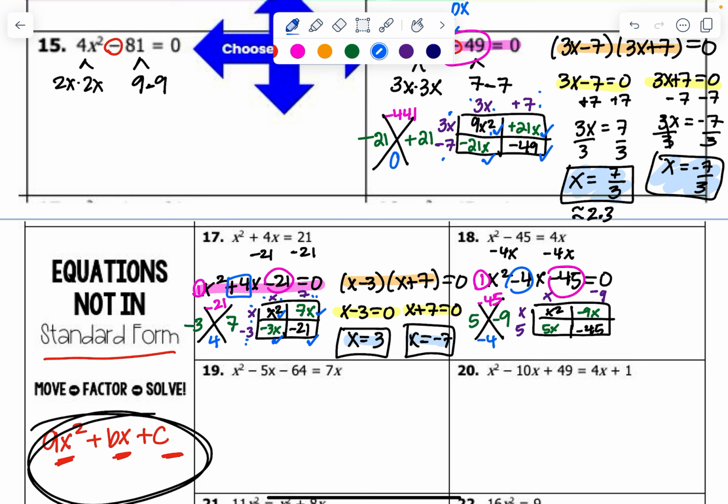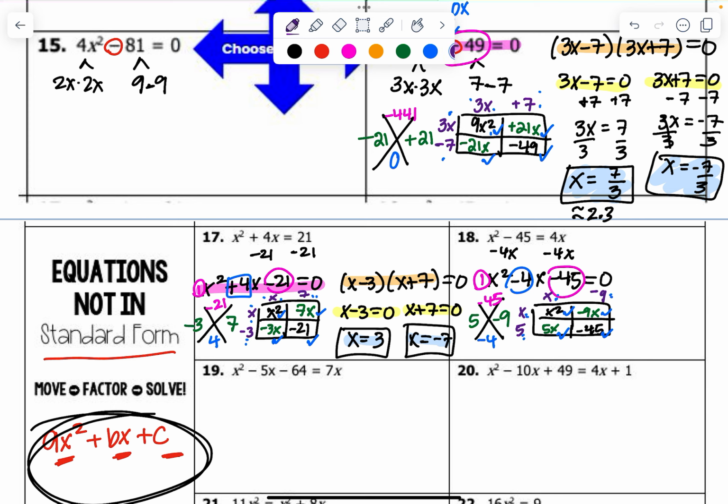Double check your work. I would have found my mistake just now in fitting in the X box if I checked my work, so that's why I'm telling you guys, always make sure we check our work. X times x is x squared. X times negative 9 is negative 9x. 5 times x is 5x. 5 times negative 9, negative 45.